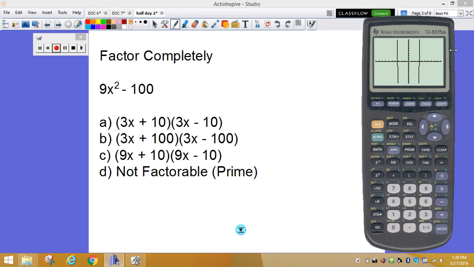The way it would not be factorable is if you didn't see anything. If it was a plus sign right here and you graphed it and you didn't see anything, that's how you would know it's not factorable. But from here, you go to y equals, type in A, hit graph, see if you see it, on and on.